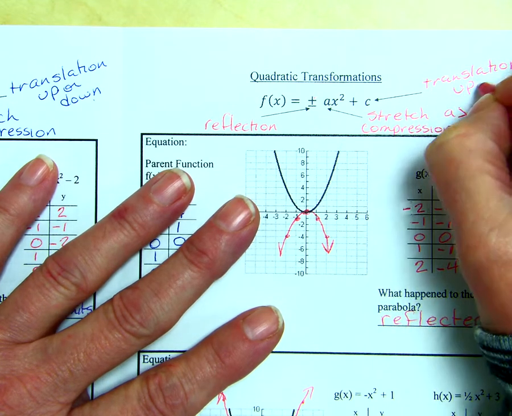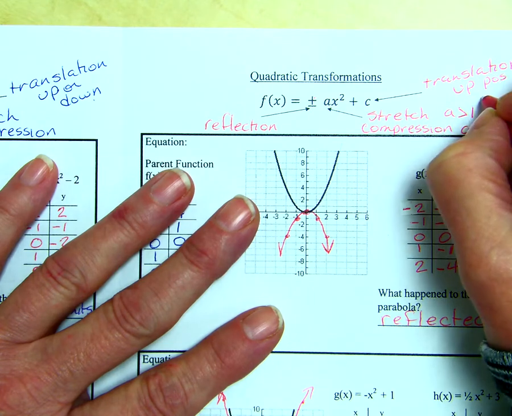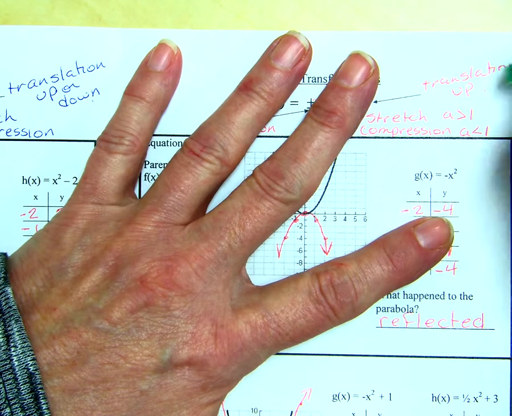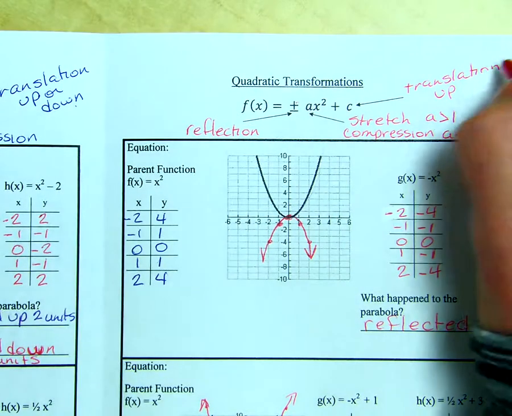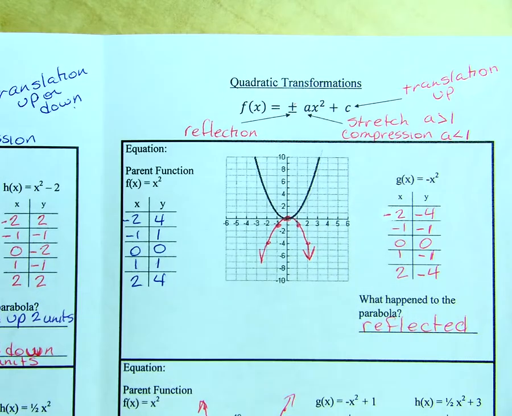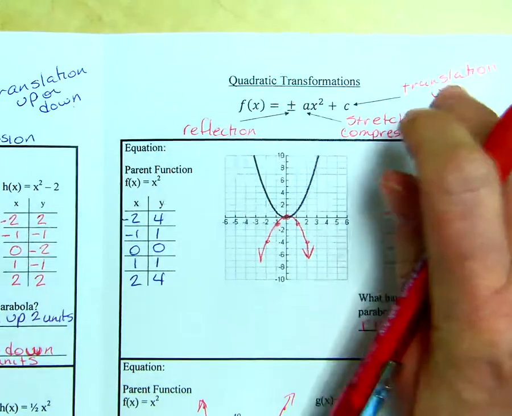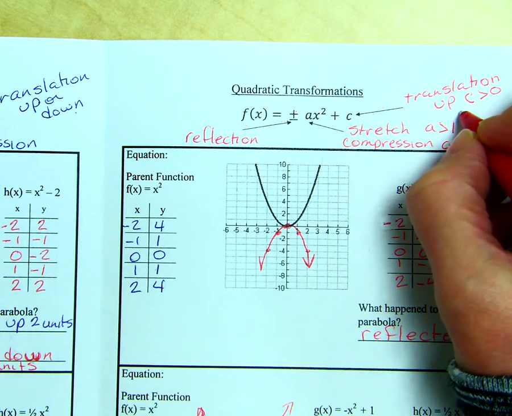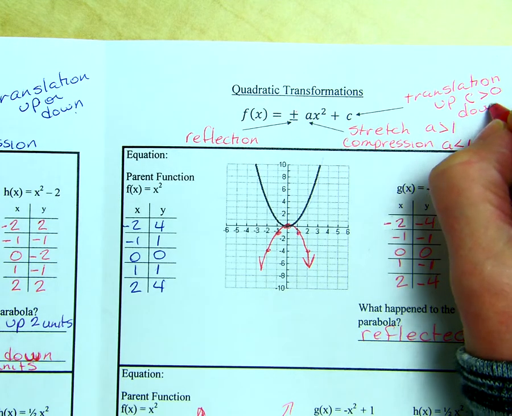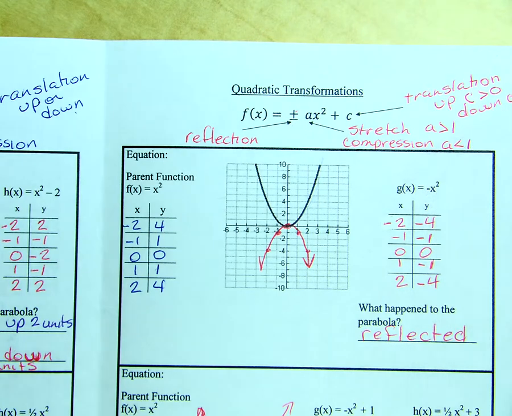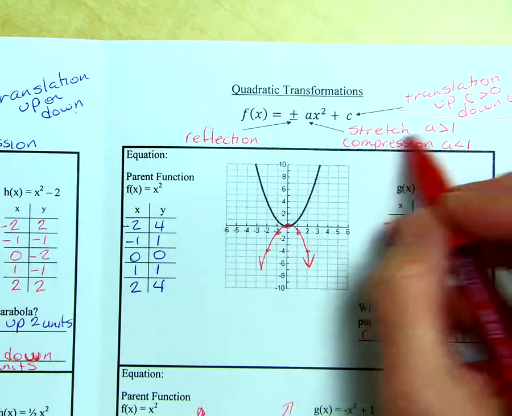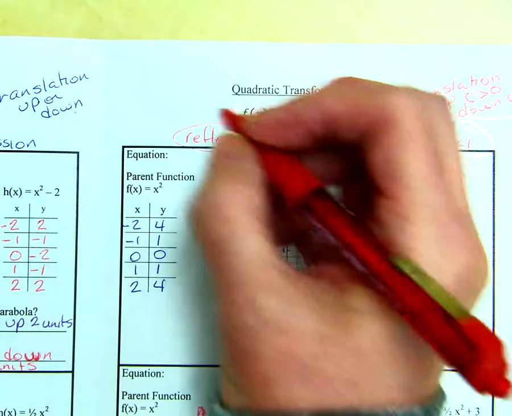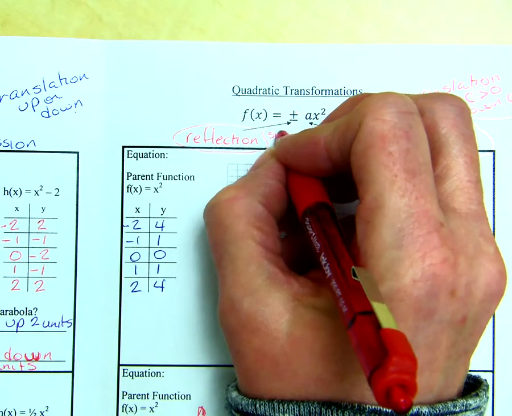It would be up if it's positive, and let me put that more in an inequality form. So if C is greater than 0, then it goes up, and down if C is less than 0. So here we have our translation. Here we have either a stretch or a compression, and here we have a reflection, and this is when it is a sign change.